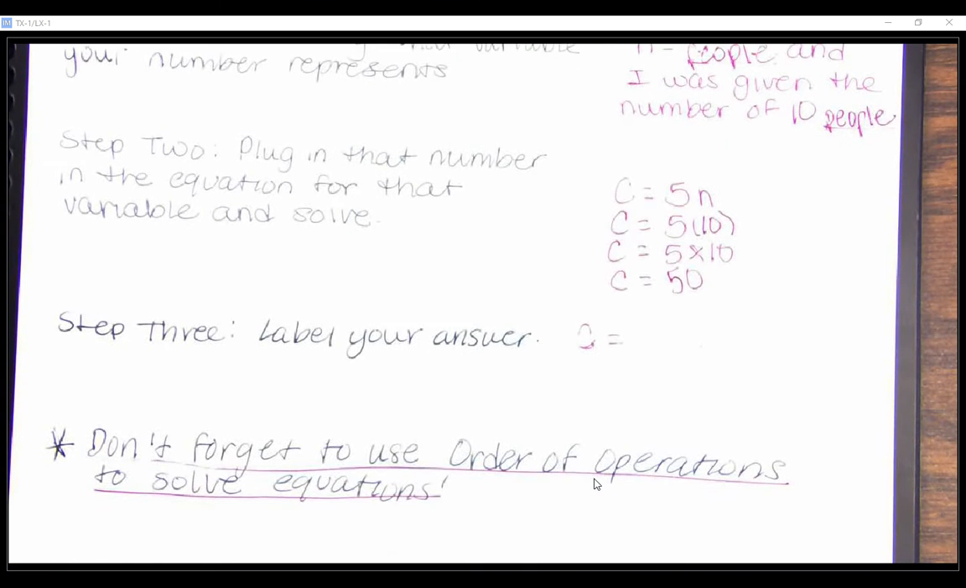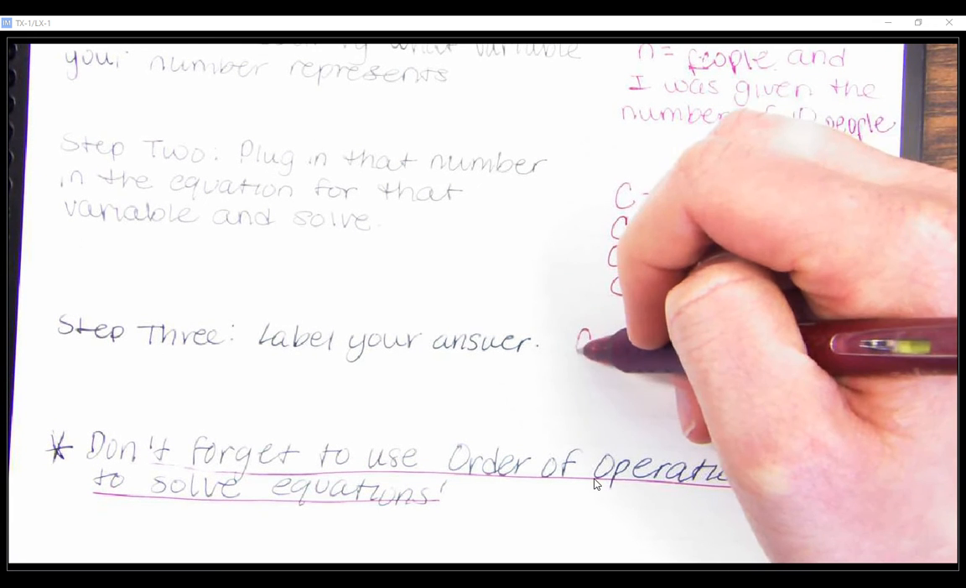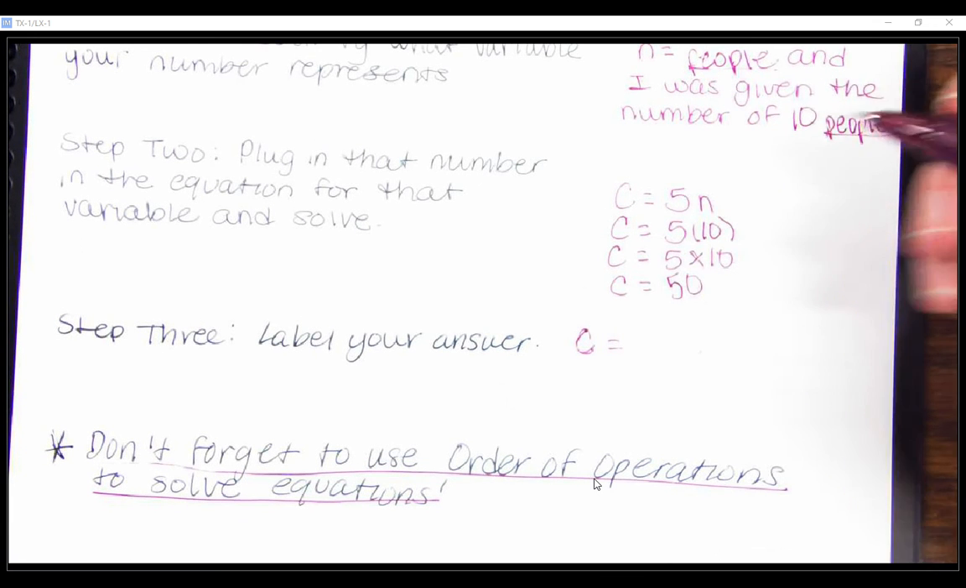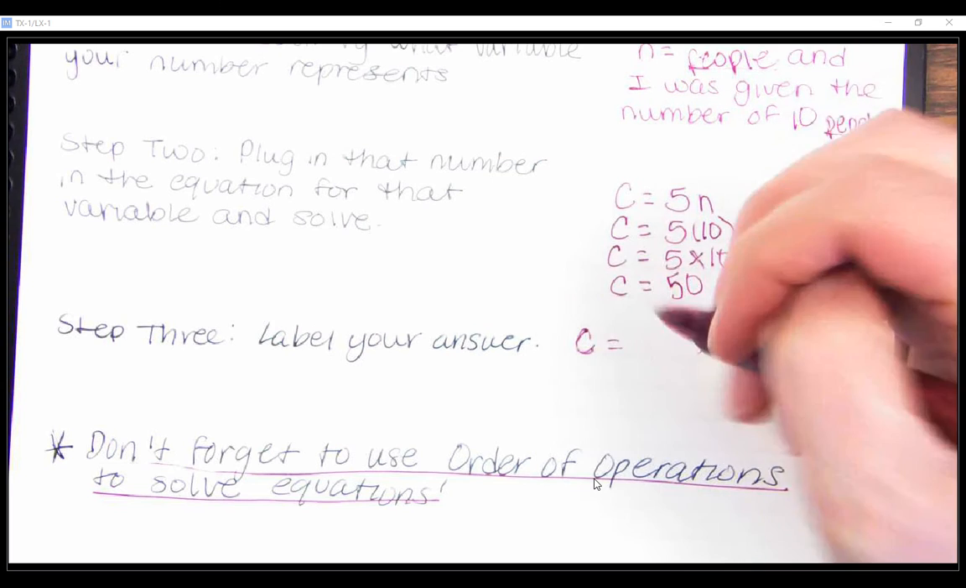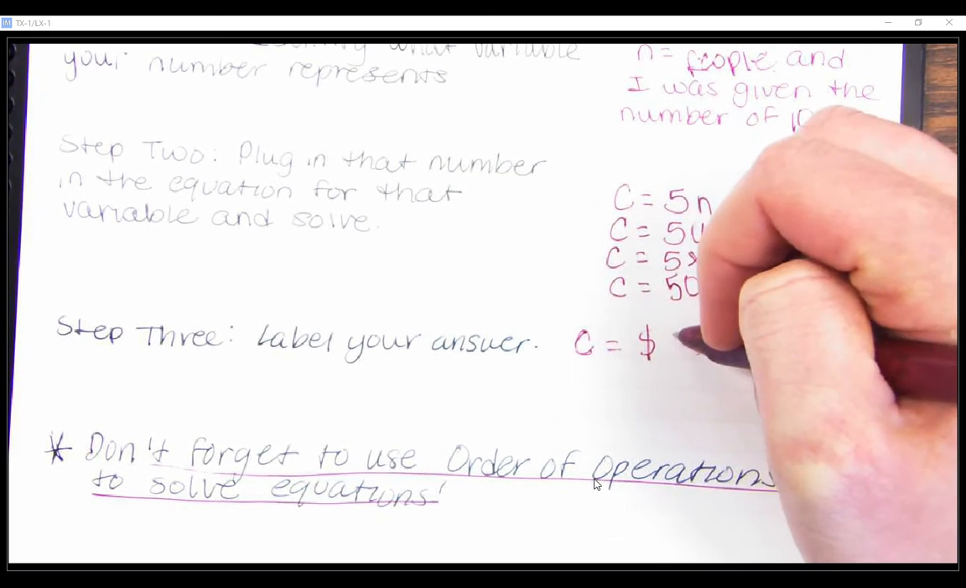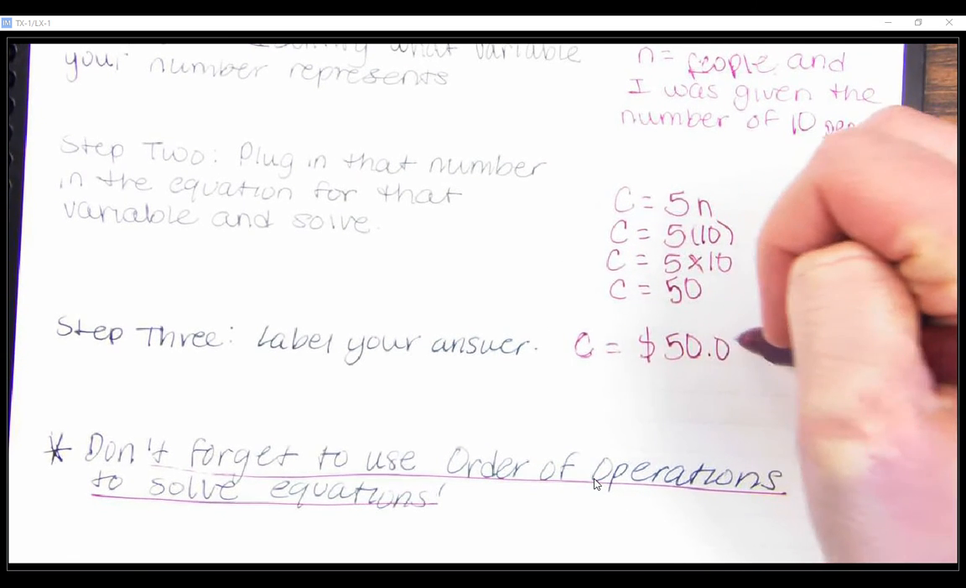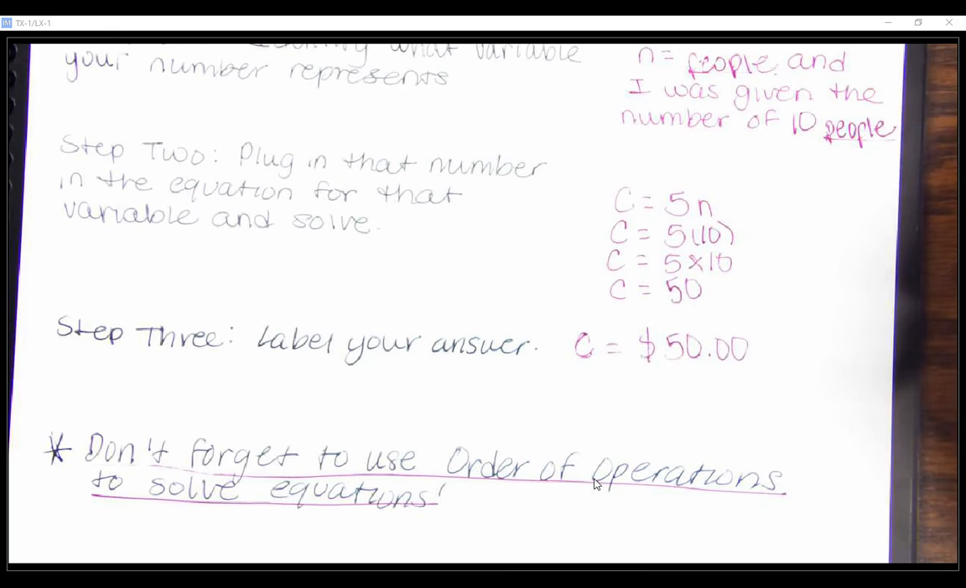That gives us the last and final step, which is just to make sure you label your answer. This is something, again, I see a lot of students forget. We know that C represents money, so I'm going to put that money sign and put $50. And that's it. The only thing that I would like you to remember is don't forget to use order of operations to solve equations. So in the future, you might be given more than one operation in an equation. It's super important to make sure that order of operations is being used. If you have any questions, please let me know.